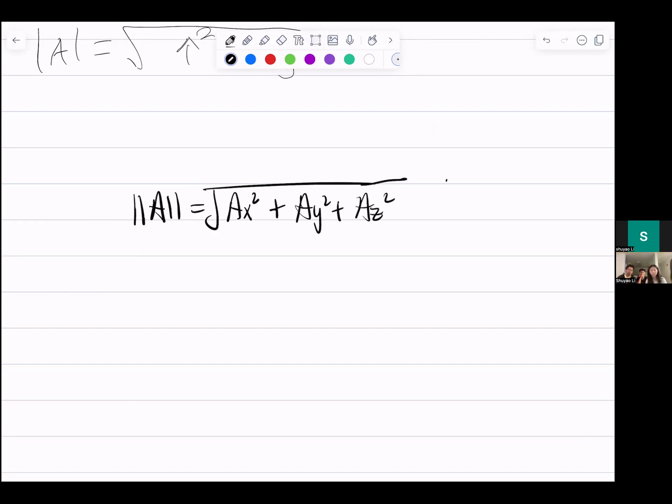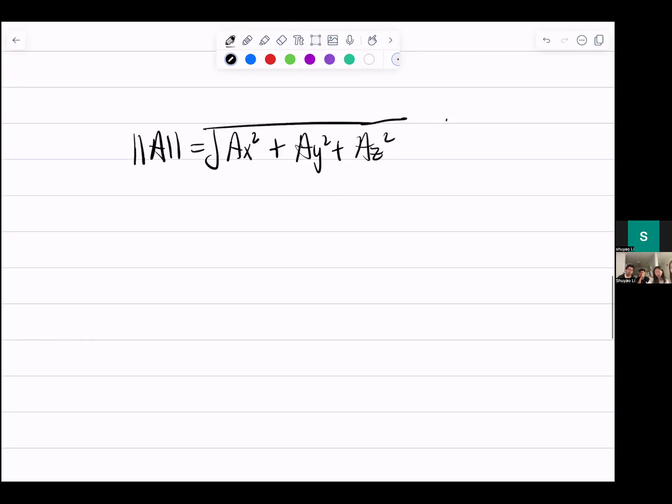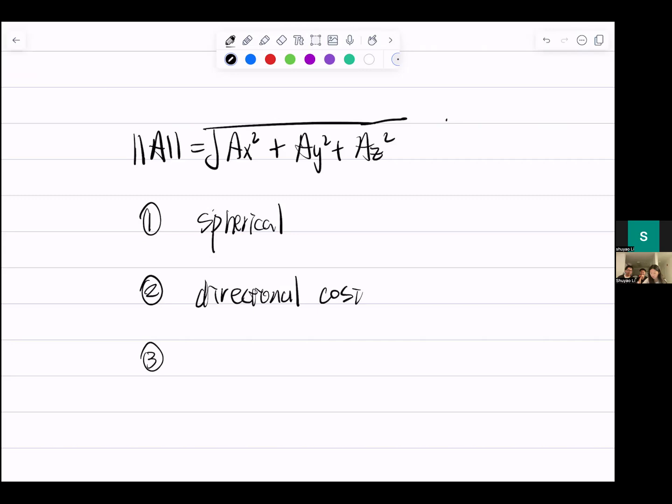This we all know. And then there are 3 methods of representing the 3D coordinates. Do you guys know what they are? Yeah, one is spherical. Okay, spherical. I think the second one is directional cosines. Directional cosine. The third one would be, I think, unit vectors. Unit vectors? Okay, good job, guys.